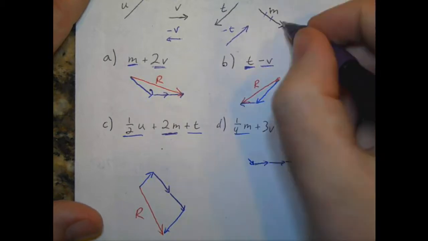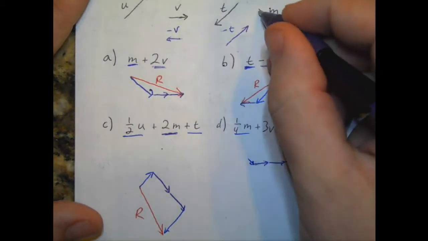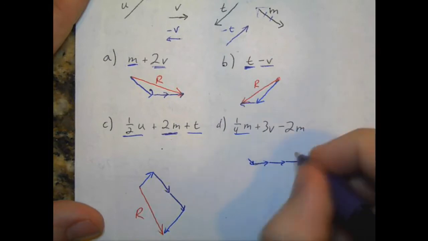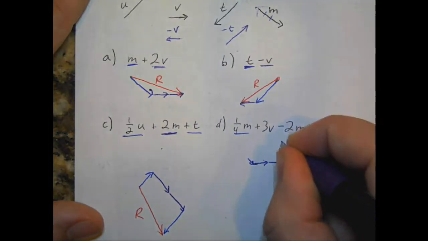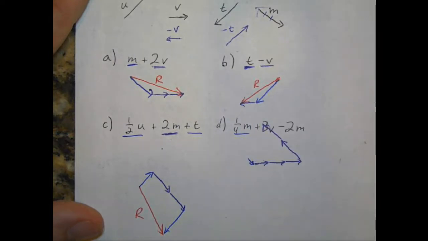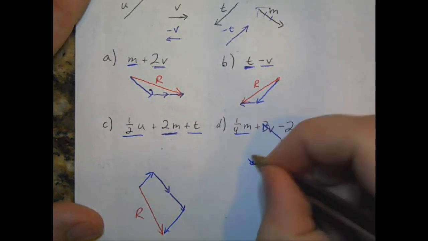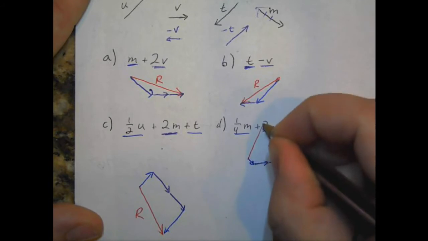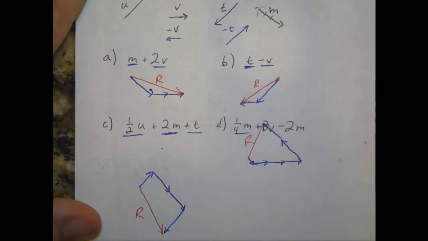So I'm going to do negative 2M. Negative M would go in the opposite direction. So I have negative M once, negative M twice. Sorry that it's going through my 3V, just happened. And then from the very beginning to the very end is our resultant vector.